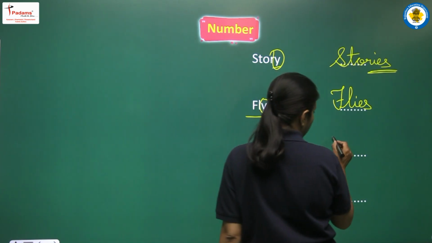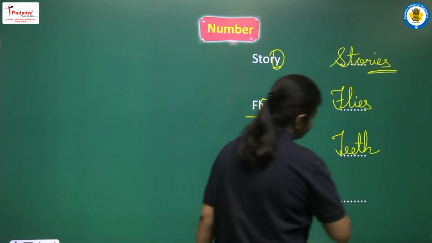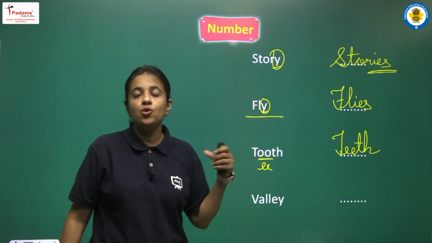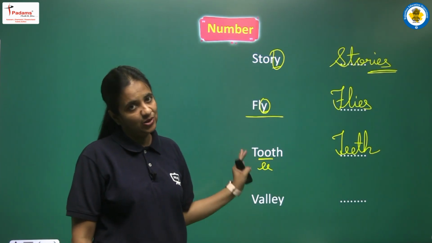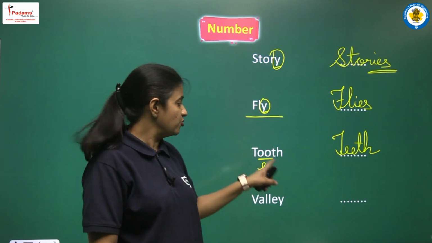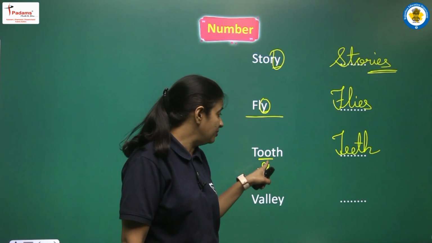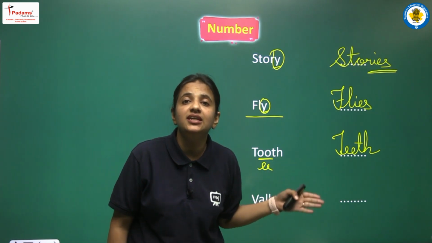So what will be the plural one? It will be teeth, TEETH. So tooth, that means one single tooth. This is a singular noun, and what is the plural? It will be teeth. Okay, so we are converting the vowels here. Double O will be replaced with double E.